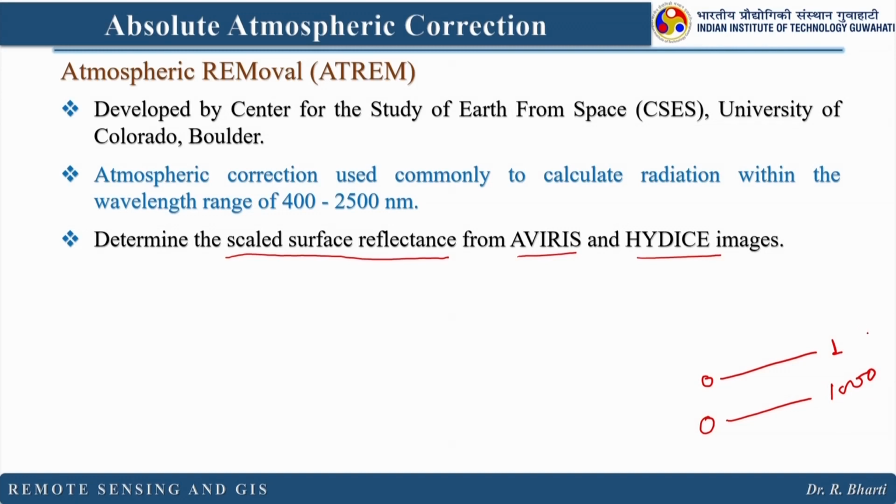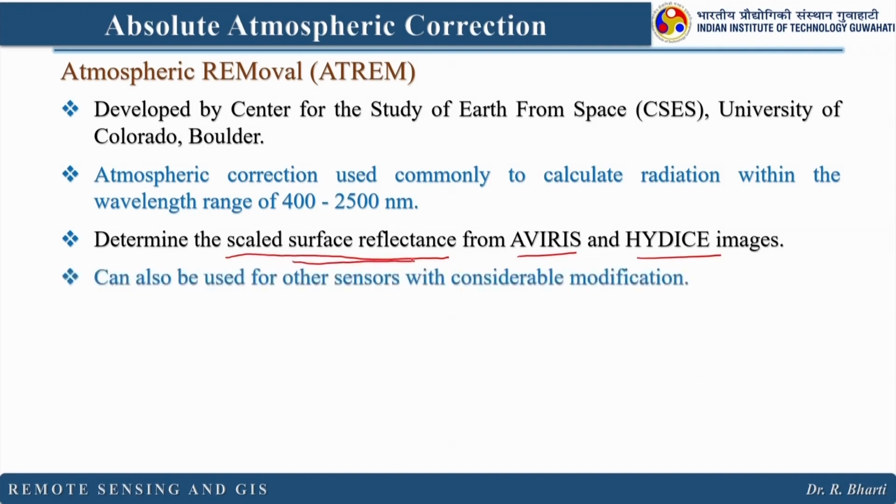So, you do not have to worry about the result, like when you see high values of reflectance, which is more than 1. Basically, it gives you scaled surface reflectance, and it can also be used for other sensors with considerable modification in the code, right.